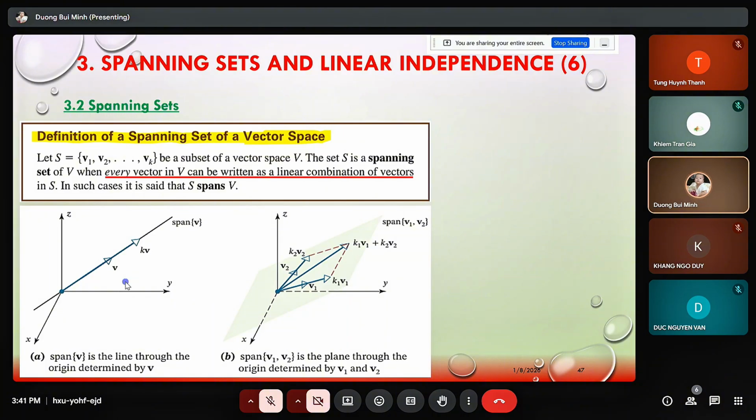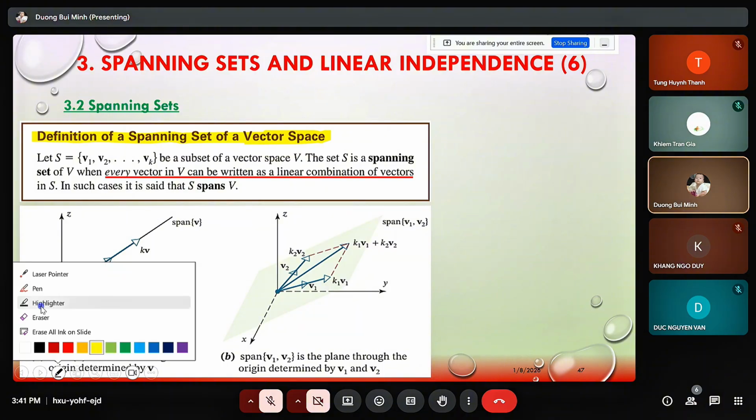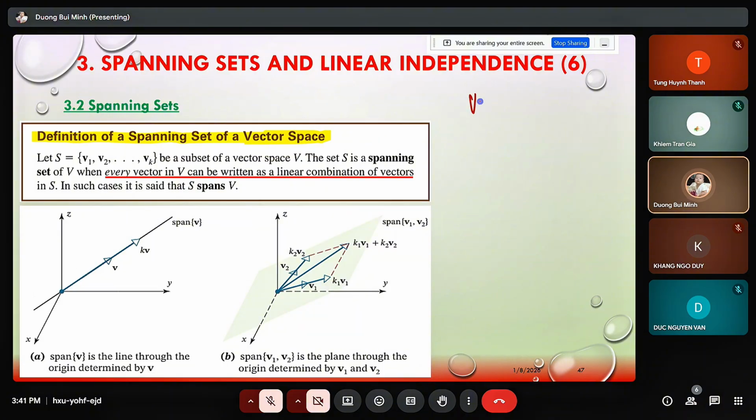Okay, so now we have the vector space V with dimension n. And then we have a subset S. How many vectors does it contain? K vectors. We don't know how many vectors.